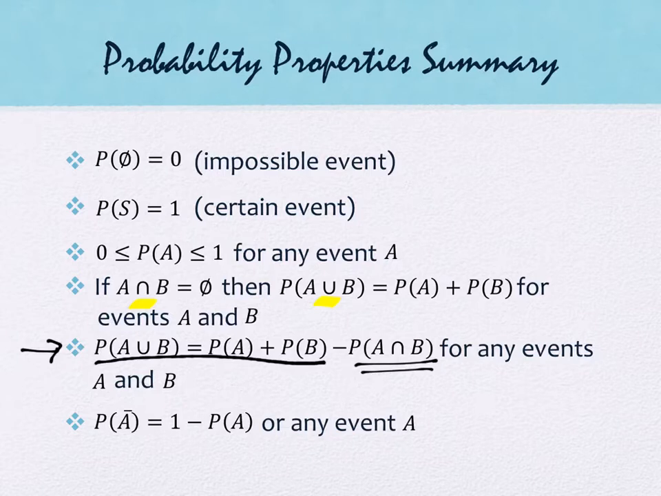And then the sixth bullet point, again, we've already seen as well. It's the probability of the complement. It's one of the versions anyway. The probability of the complement is 1 minus the probability of A.